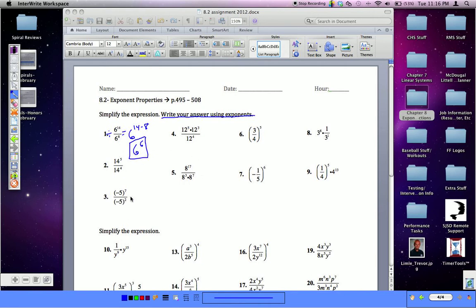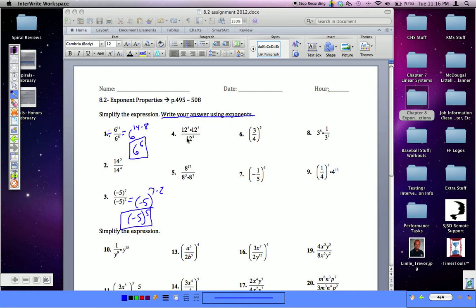Same thing on the negatives here. When you have a base that is a negative and has the negative in the parentheses, you must keep that in the parentheses. So we'll have 7 minus 2, and that's going to be negative 5 to the 5th power. And there is your end result.